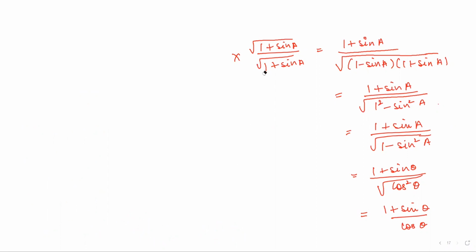Ma'am, in the denominator, 1 minus sine A and 1 minus sine, we can use the identity A square minus B square, right? Yeah, that's what I've used. So the whole root will go, right? No, no. The whole root will go like this: if you have a square root and you have 1 minus sine A whole square, then it will go. It is individually squared, right? Okay, ma'am. Yes, this whole square will actually go with the square root.